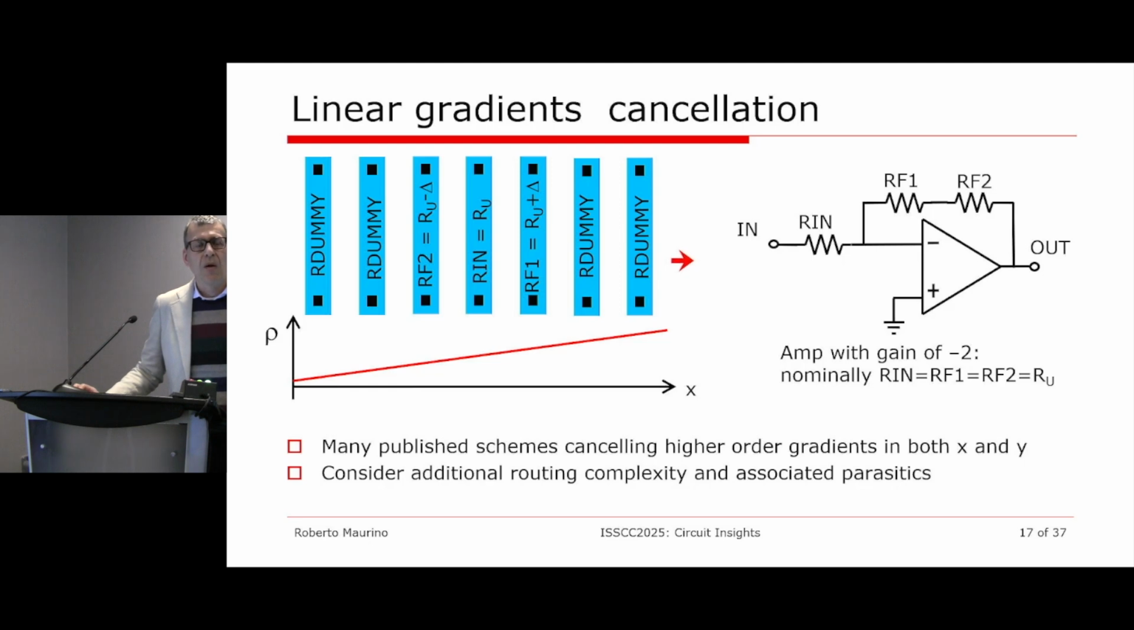So this is a very simple example of a first-order gradient cancellation scheme. So what is the x-axis? How do you mean? X-axis is a distance. It's just the distance. So this is kind of your layout, and this is just the distance of the resistor.